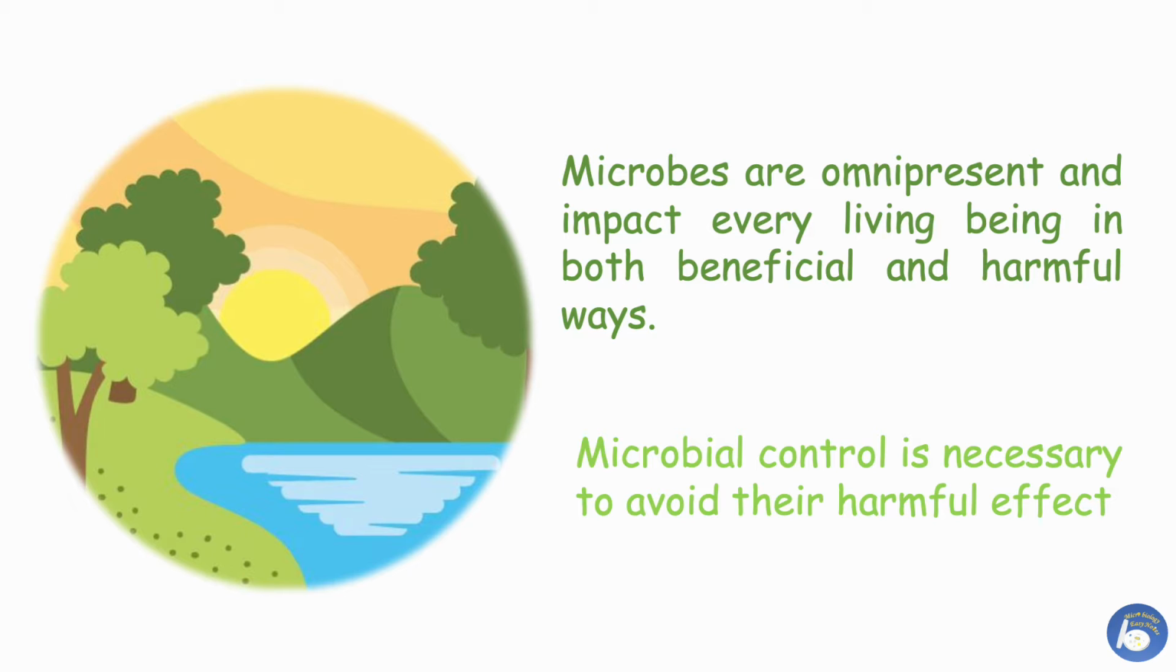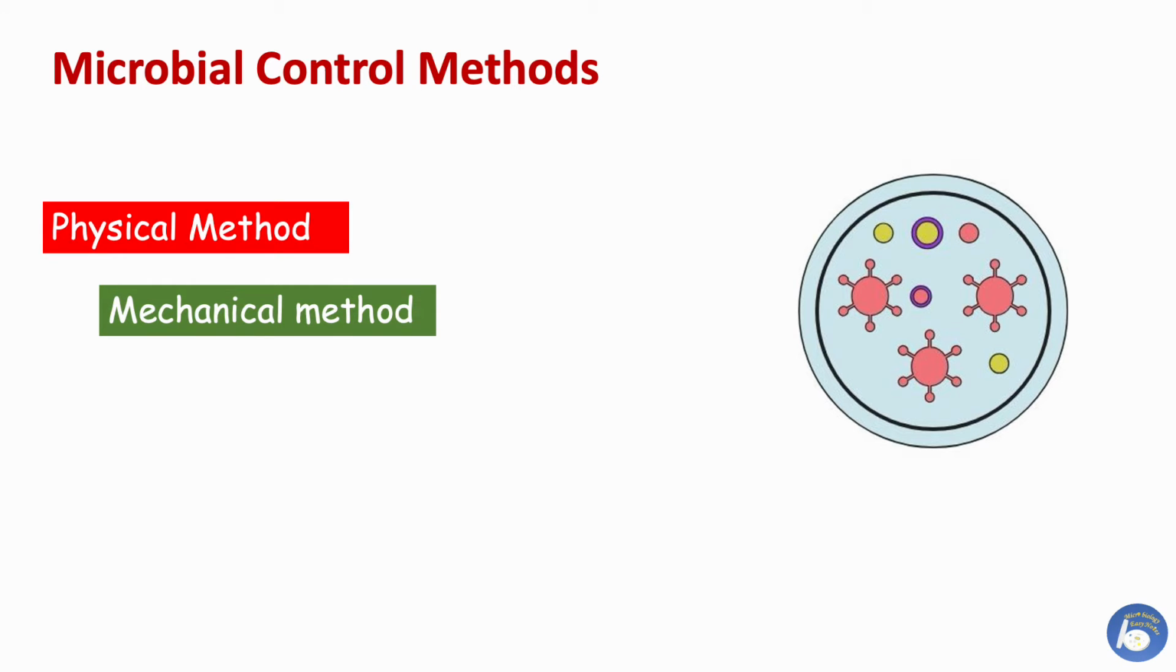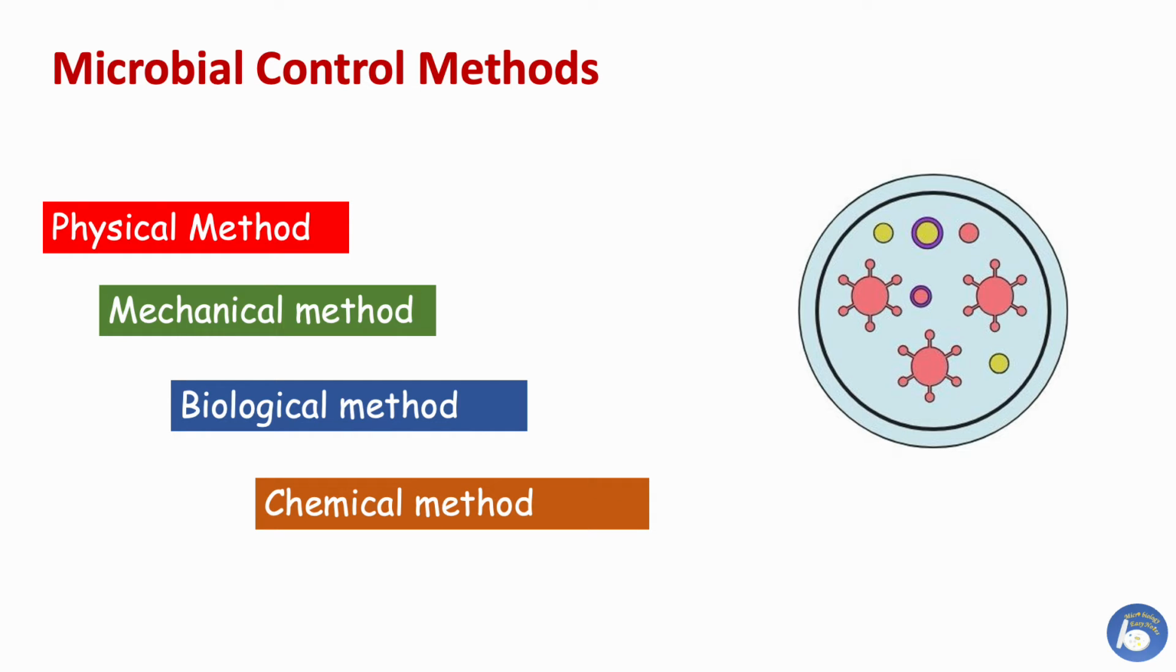To protect from their detrimental effects, microbial control is necessary, otherwise they may cause serious health issues. There are various methods by which we can control microbes. The first one is physical method. To know how to control microbes by physical methods, please check the link given in the description box below. Second method is mechanical method. Third method is biological method and the fourth method is chemical method. In this video, we will cover how to control microbes by chemical method.